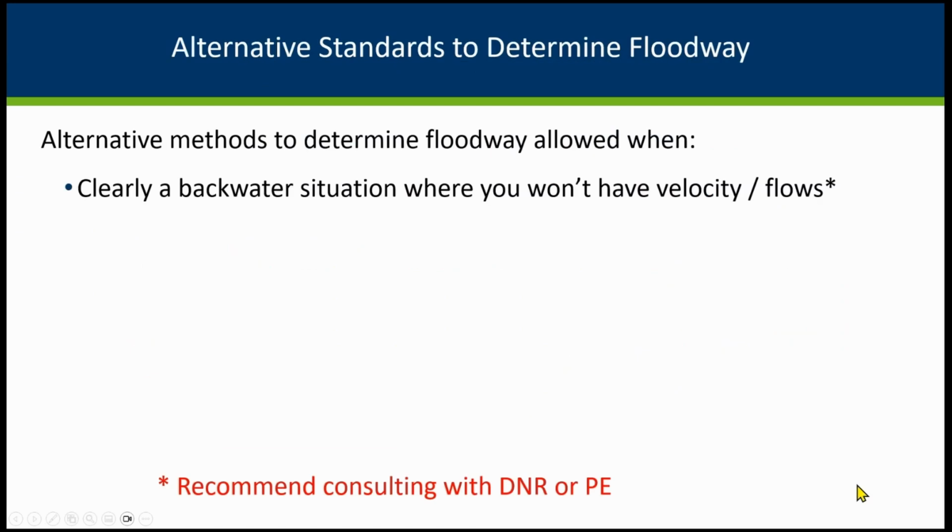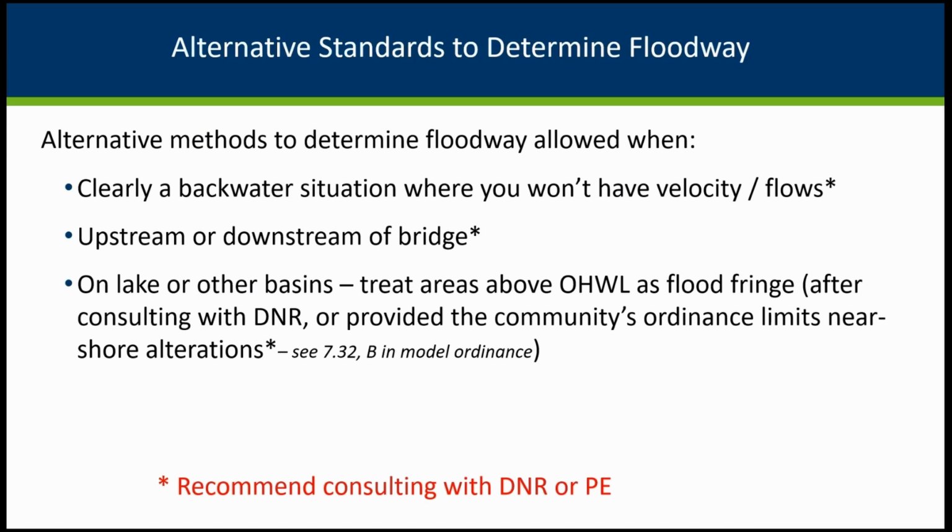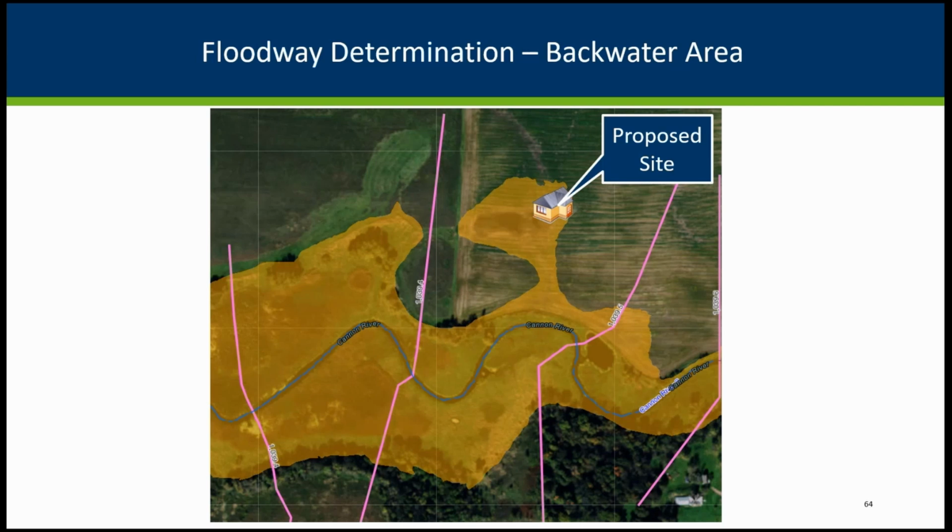So when we're talking about these alternative methods for estimating a floodway, this is when we can make the judgment call that the situation is clearly a backwater situation where you won't have velocities or really any flow going through that part of the floodplain. This might be immediately upstream or downstream of a bridge, and we'll show an example of what that looks like. It might also show up on lakes or other basins where you're looking at the still water elevation for the lake rather than a flow-through area for a floodplain. And those are going to be covered on your local shoreline ordinance as well.